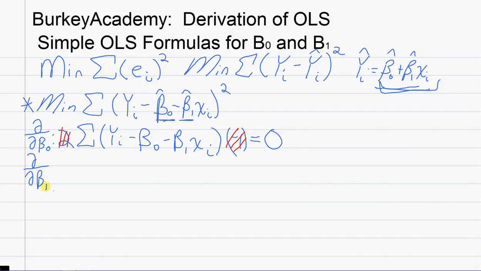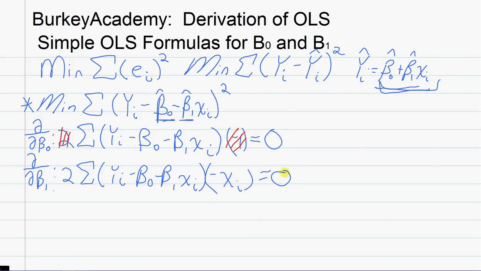And we're going to get basically the same kind of thing. We're going to multiply by the 2, and then we're going to get the sum of the y_i minus beta 0 minus beta 1 x_i. But then when we use the chain rule to take the derivative of the inside of the function and multiply by it, we're going to get minus x_i. Set it equal to 0. Now let's clean this function up just a little bit. We can divide both sides by 2, again, just like we did.